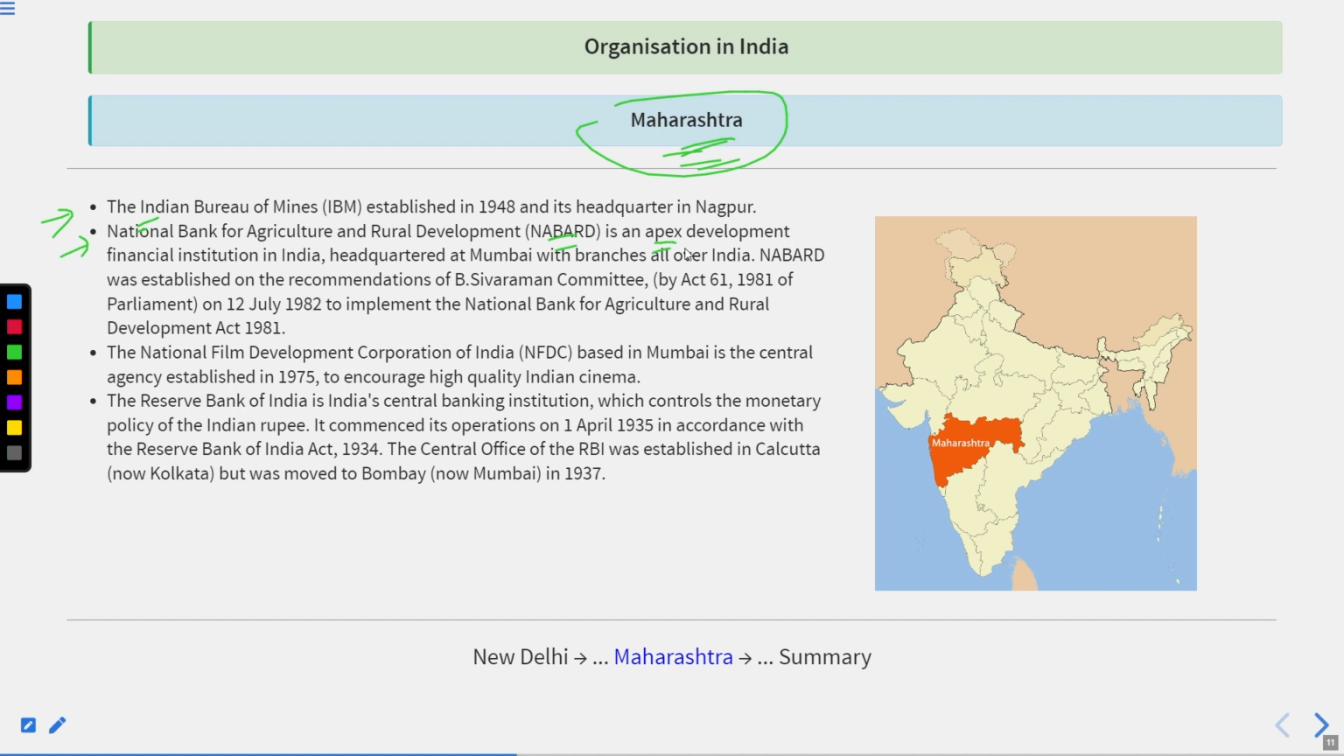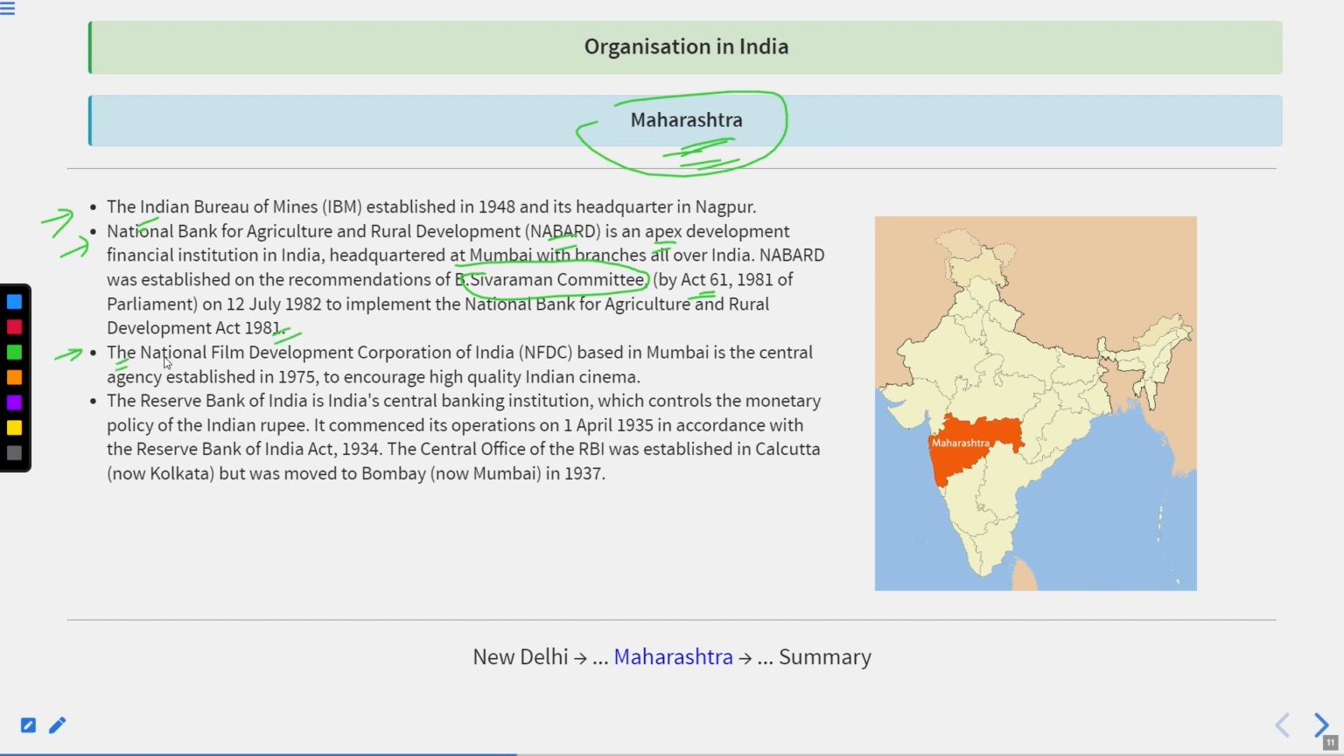NABARD was established on the recommendations of the B. Sivaraman Committee by Act 61 of 1981 of Parliament, and it came into being on 12 July 1982 to implement the National Bank for Agriculture and Rural Development Act 1981. Since it has its own act, it is a statutory body.